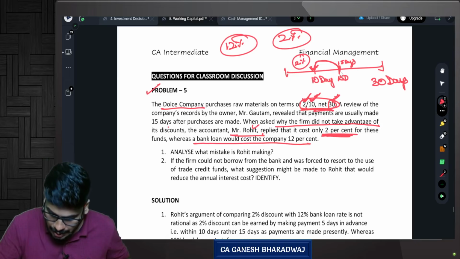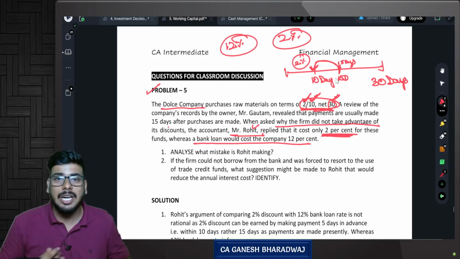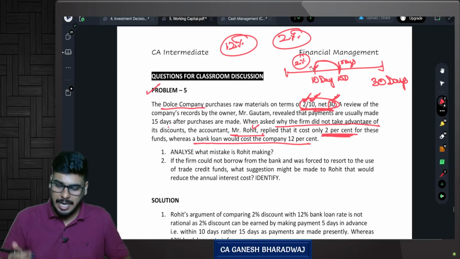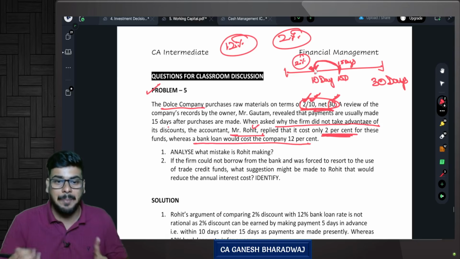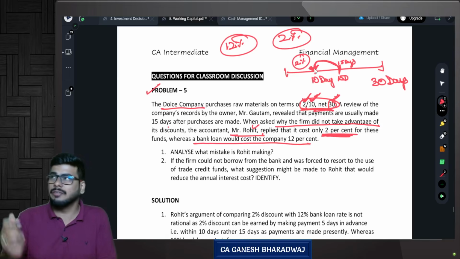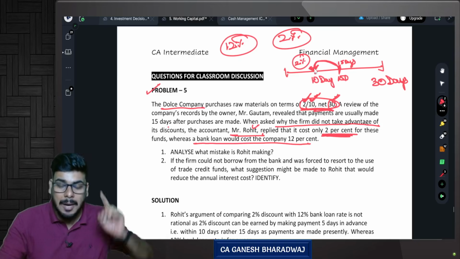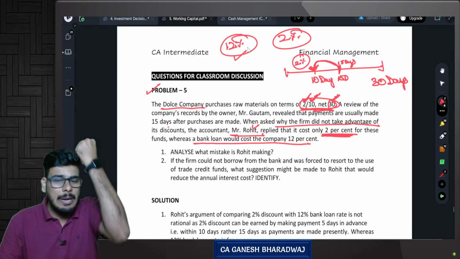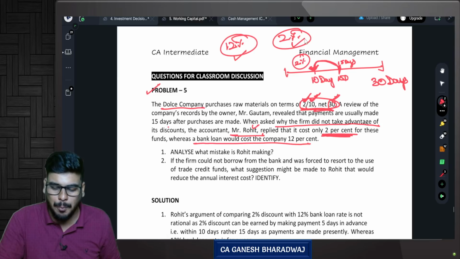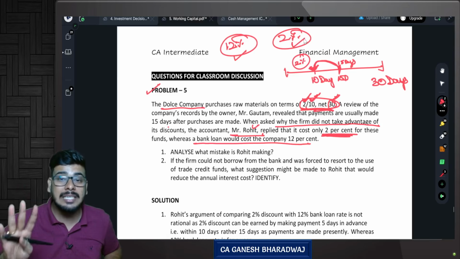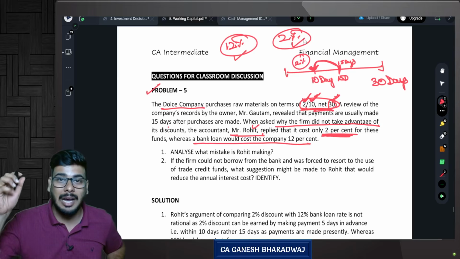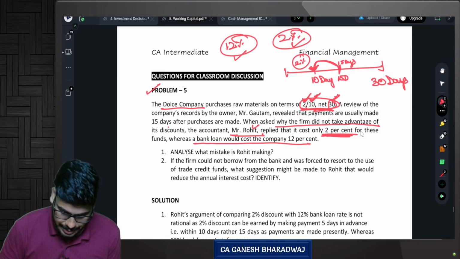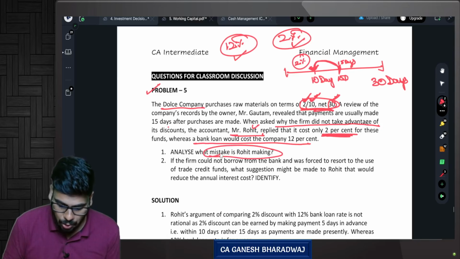Are you clear? Currently, the company is paying within 15 days. Now, the owner, Mr. Gautam, is asking why you are not availing the cash discount by paying within 10 days. He's saying, if you want me to make the payment 5 days earlier, then I don't have the money. I should borrow it from the bank. Bank interest will cost 12%. Why should we borrow money by paying 12% interest to get a benefit of 2% discount? It doesn't make sense. This is the illogical explanation that Mr. Rohit is giving. Clear with this? Yes. Analyze what mistake Rohit is making.